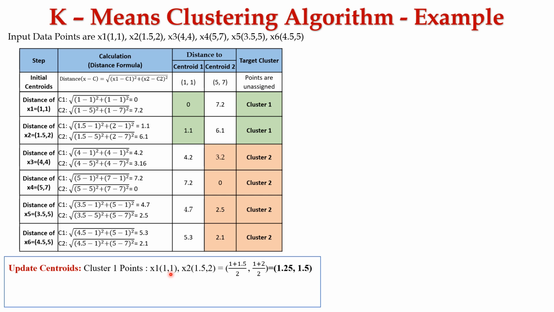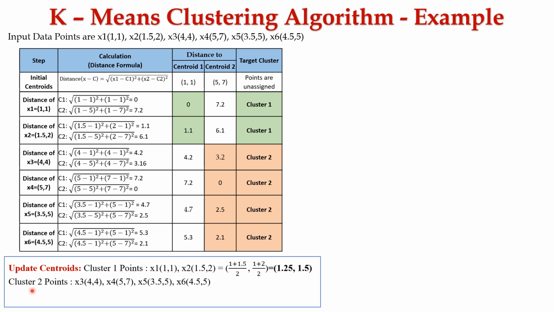Now we have to add the x values and divide by 2 since we have 2 points here, and we have to add the y values and divide by 2 as well. Therefore, (1 + 1.5) divided by 2 and (1 + 2) divided by 2, which is equivalent to 1.25 and 1.5. So this is the new updated centroid value for cluster 1.